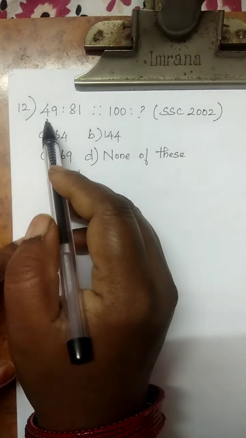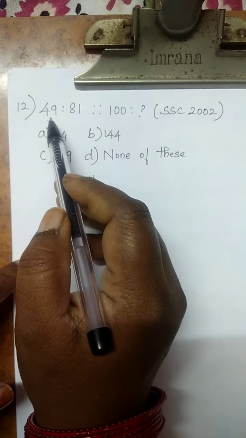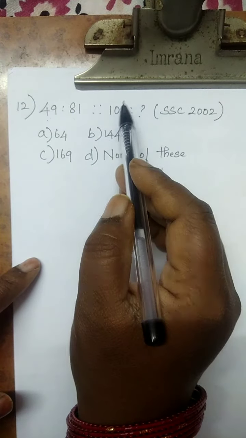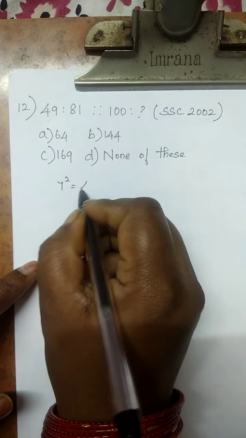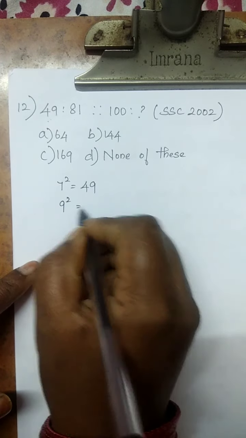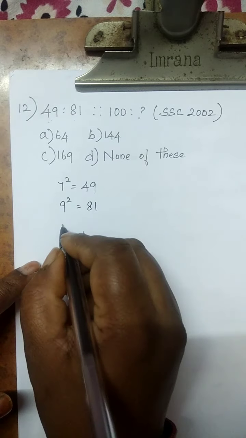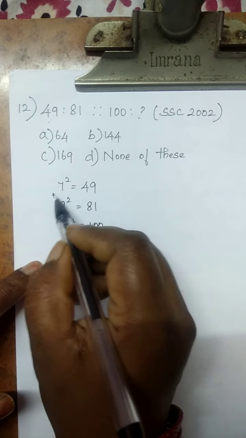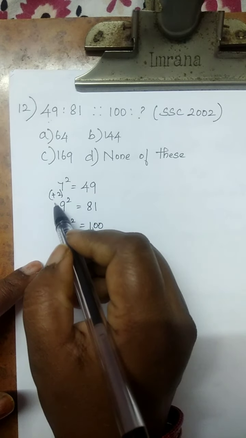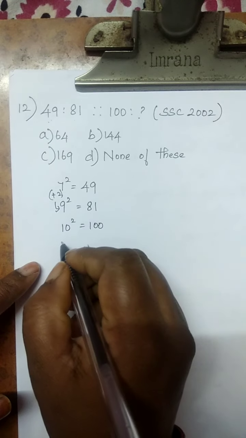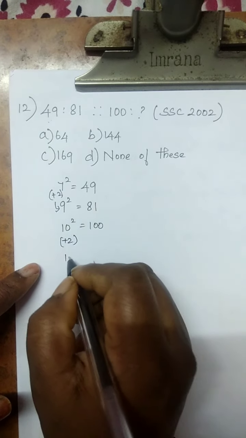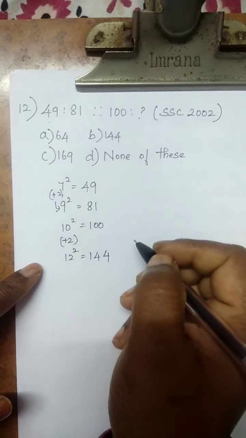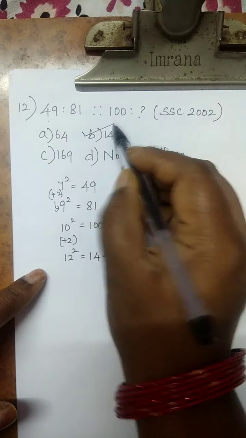So what's this? 7 square is nothing but 49. 9 square is 81, and then 10 square is 100. So here 7 plus 2 gives 9. Similarly 10 plus 2 gives 12. So 12 square is nothing but 144. So the correct answer is 144.